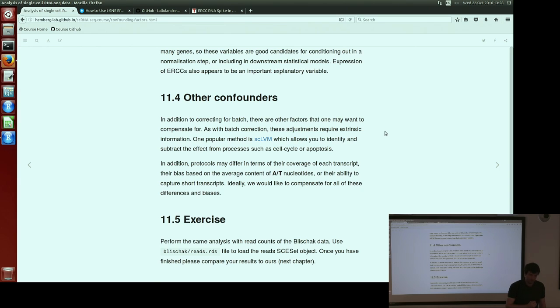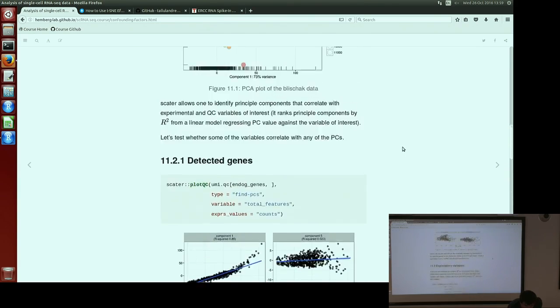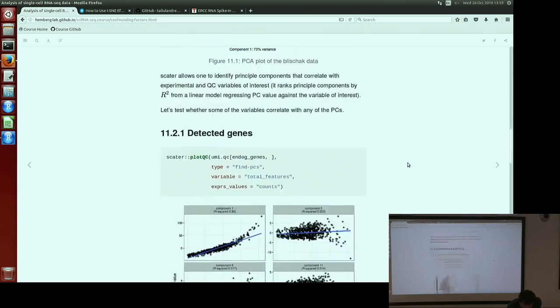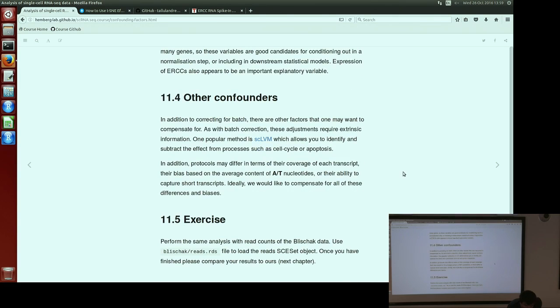So with that, time to try this for yourselves. Using the read data, the aim is to repeat this analysis and see what it looks like for the read data, and then compare that to what we saw with the UMI data, and also compare that to the solutions we came up with.